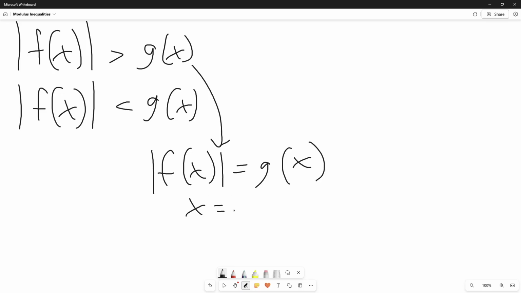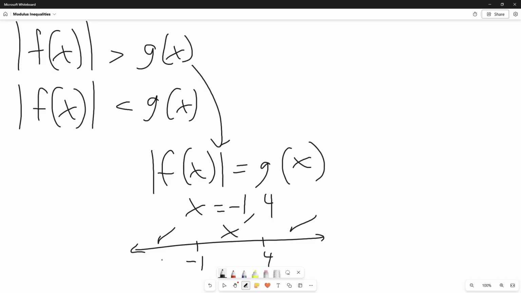Let's say your answer is x equals -1 and 4, for example. Then you have to write a sign diagram to find the intervals for when the inequality is satisfied. And then you test values for each interval. Let's say this one works, this one doesn't, this one works. Then you know which intervals satisfy the inequality, this one and this one. And you just write those down.